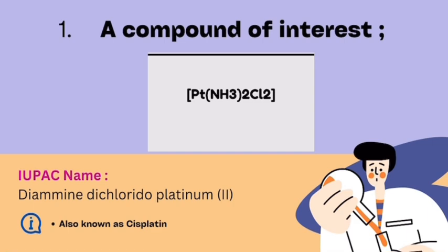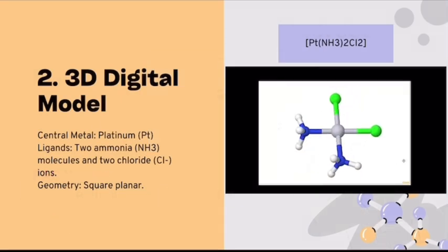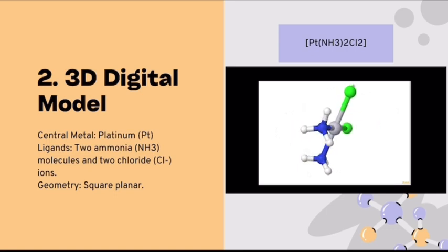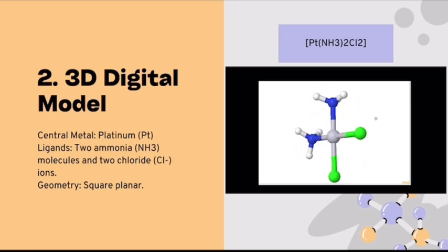In the first part, the compound of interest of our group is diammine dichlorido platinum(II), also known as cisplatin. As you can see here, this is a 3D digital model of our molecule. In the center is platinum, which is grey, connected to 4 ligands, which are 2 ammonia and 2 chloride ions. The blue molecule is ammonia, while the green molecule is chloride ion. The molecular geometry of this molecule is square planar.